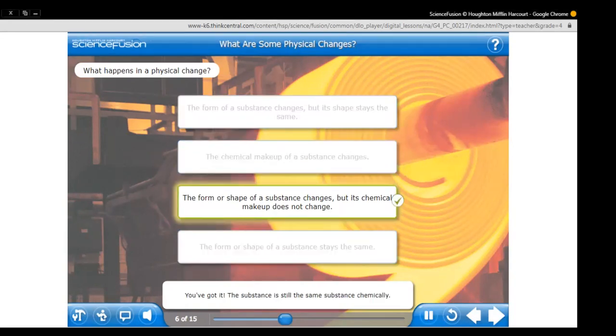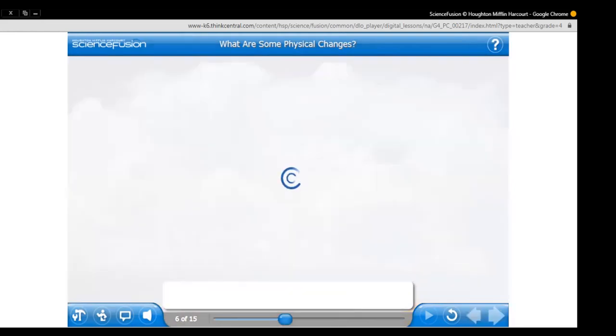Yeah. You've got it. The substance is still the same substance chemically. In a physical change, a substance may change its form or its shape or both, but the chemical properties of the substance do not change. For example, if you crush an aluminum can, cut it with a sharp tool, or even heat up the metal and melt it, it is still aluminum. It still has all of aluminum's chemical properties. Wonderful, Yusuf. Thank you very much. Thank you. Welcome.